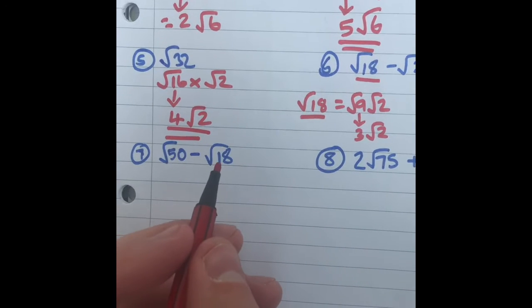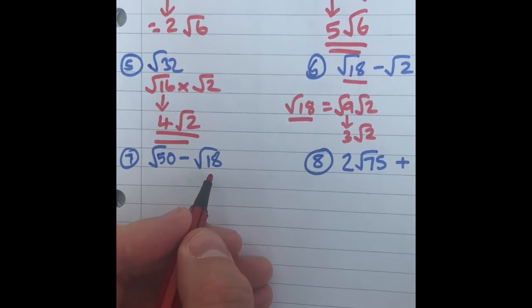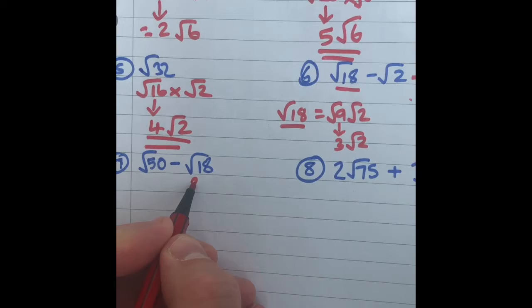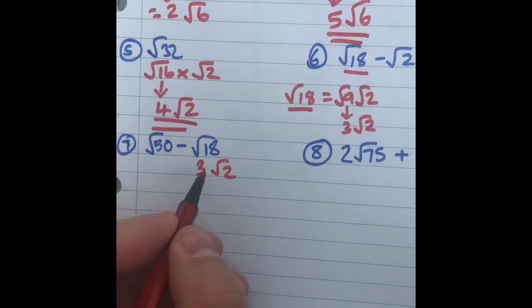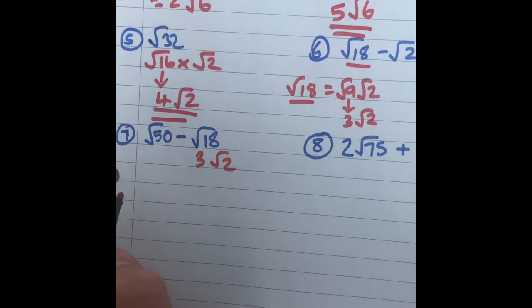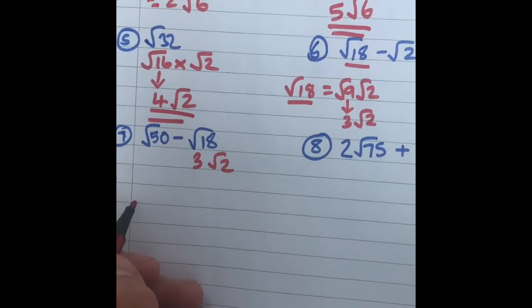Root 50 minus root 18. Well, we know what root 18 is, we've just done that there. So that's 3 root 2. So that means the likelihood is root 50 will go down to something that has got a root 2 in it. Well, let's try it.